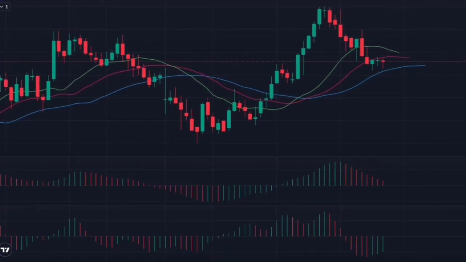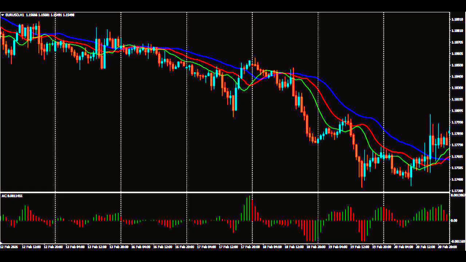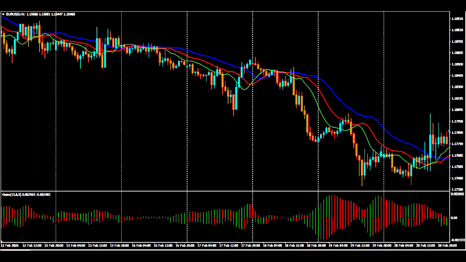Right below that, we have the Accelerator Oscillator, or AC. This is the gas pedal. It measures the acceleration or deceleration of the momentum. It is literally the difference between the Awesome Oscillator and its own 5-period moving average. Because of this, the AC is a leading indicator. It will change direction before the AO, and the AO changes direction before the price. This is huge.